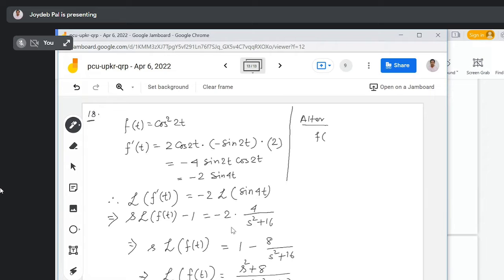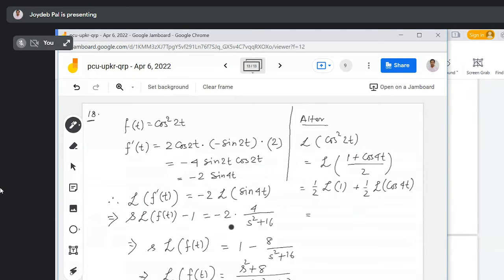So f(t) is equal to, directly I'm writing, Laplace transform of cos square 2t. So I can write it as Laplace transform of (1 plus cos 4t) divided by 2, right? Then it is 1 by 2 Laplace transform of 1 plus 1 by 2 Laplace transform of cos 4t. Now it is 1 by 2s and 1 by 2 into s divided by s square plus 16. Now you simplify it.